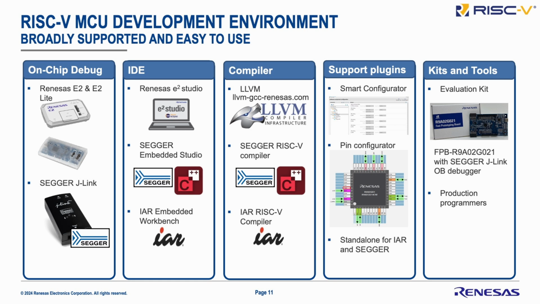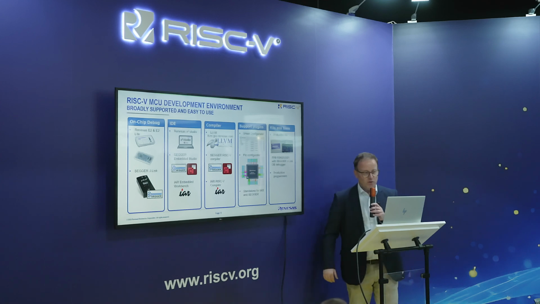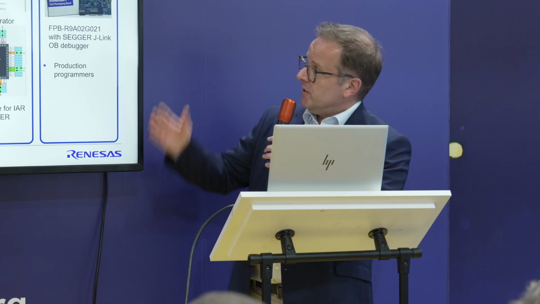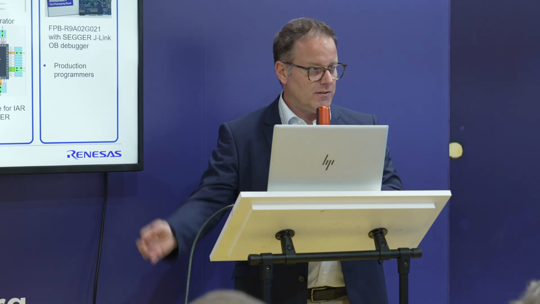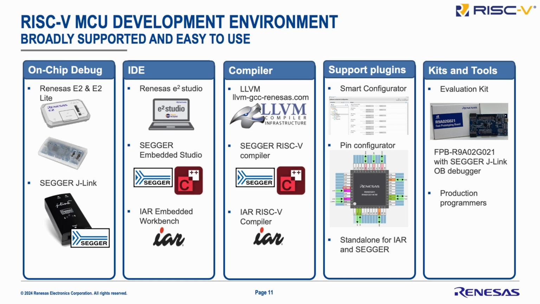And finally, the evaluation kit. That's our nice tiny little board, the fast prototyping board, which includes a Segger J-Link onboard debugger. So basically, the only thing that you need to start a project is a USB cable and your PC, nothing else. And we also support production programmers, both software and hardware versions.